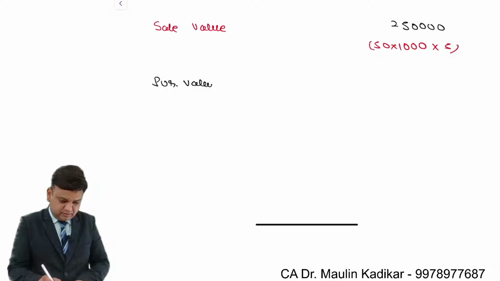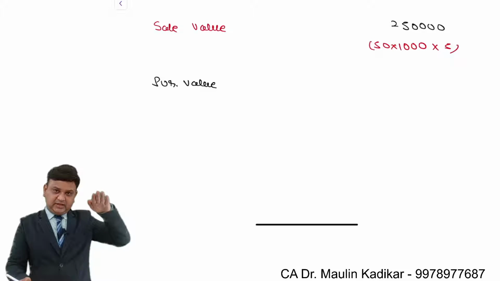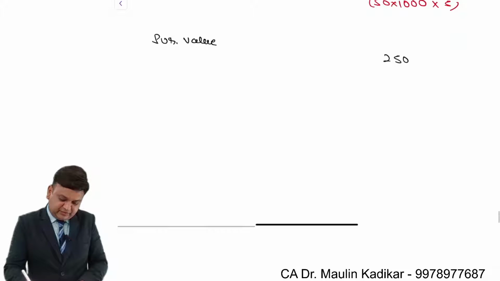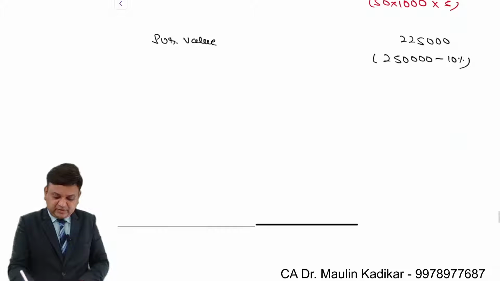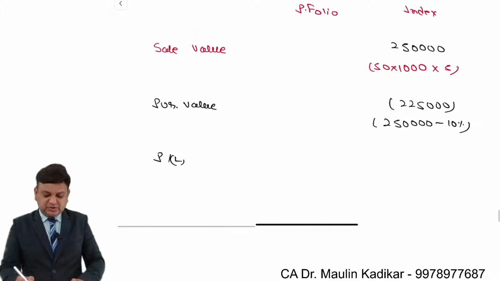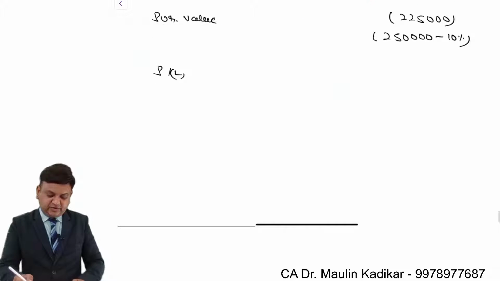Purchase value. The question says that the index is falling down by 10%. So 2,50,000 minus 10%, 2,25,000. So is it profit or loss? There is a profit of 25,000.